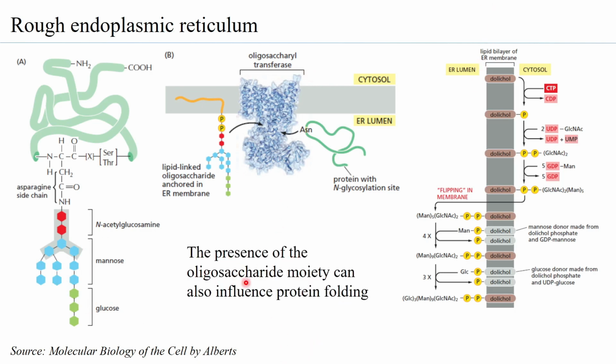The presence of the oligosaccharide moiety is important, as it can also influence protein folding. Because we know that the oligosaccharide is hydrophilic, depending on how it interacts with the surrounding aqueous environment, the protein would fold accordingly.